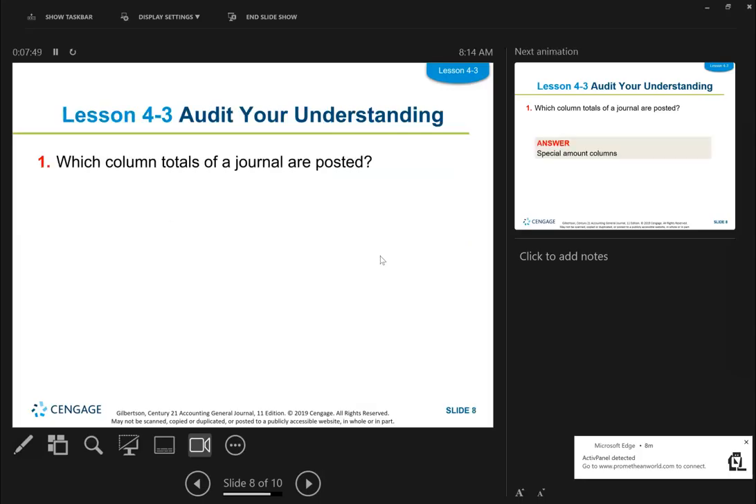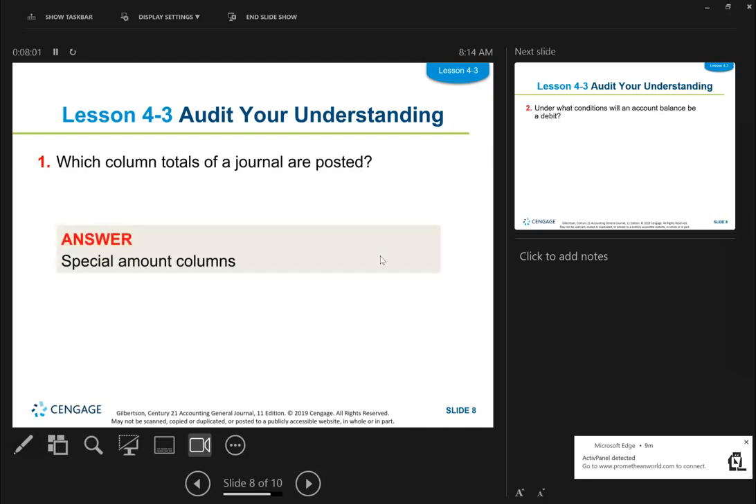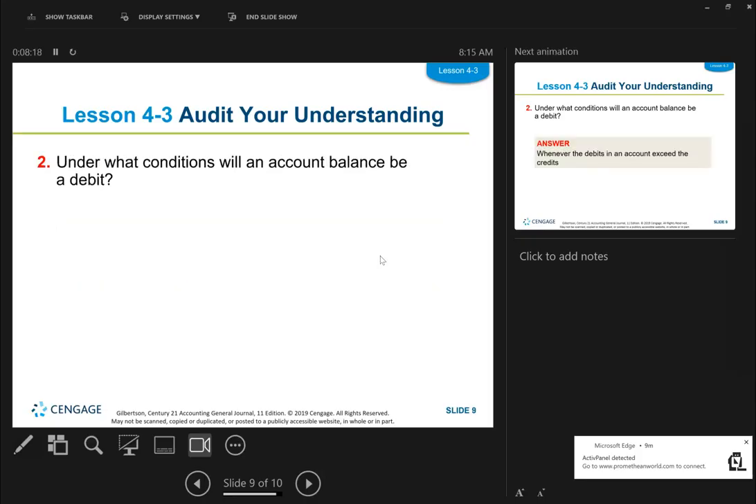So which column totals for a journal are posted? Sales credit, cash debit, cash credit. The general column totals are not. So those three are referred to as special amount columns. The cash debit and credit, and the sales credit, are considered your special amount columns. Under what conditions will an account balance be a debit?